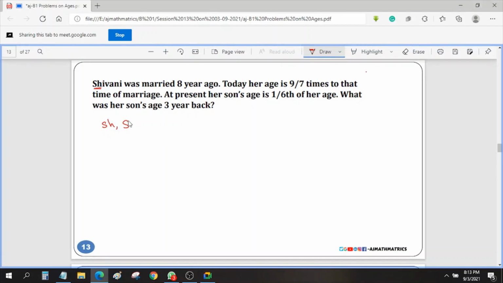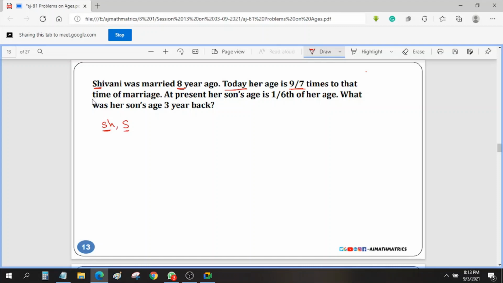Fine. So Shivani's present age I am taking as SH. Son's present age I am taking as S. She was married 8 years ago. Today her present age is 9/7 times that of the time of marriage.